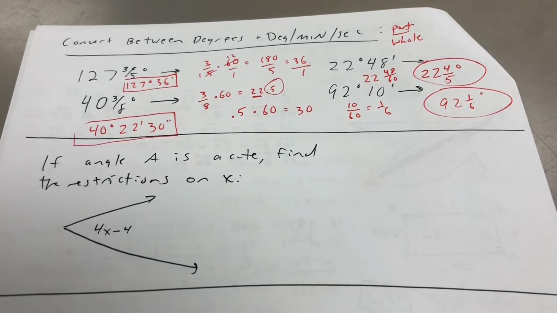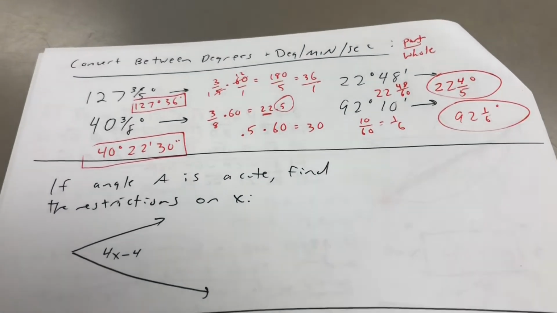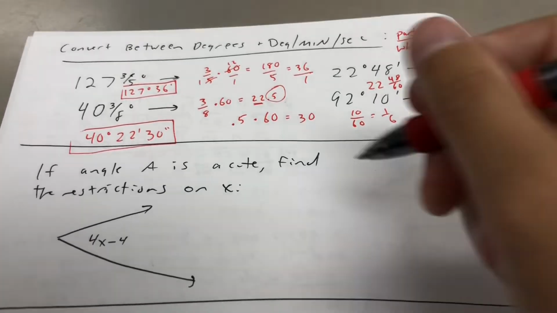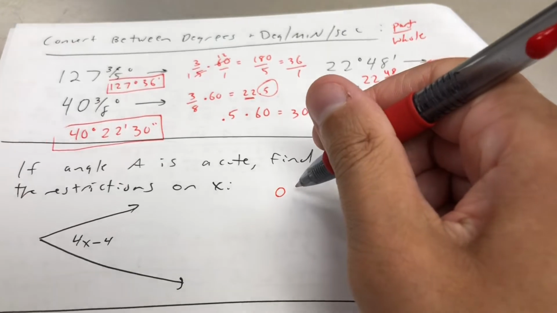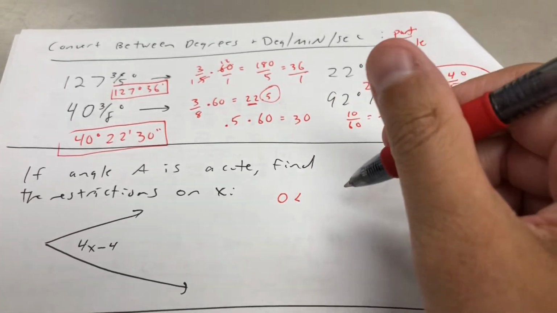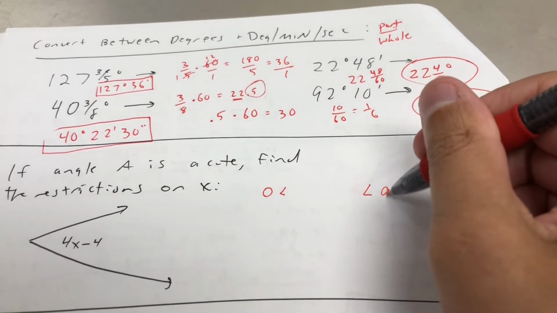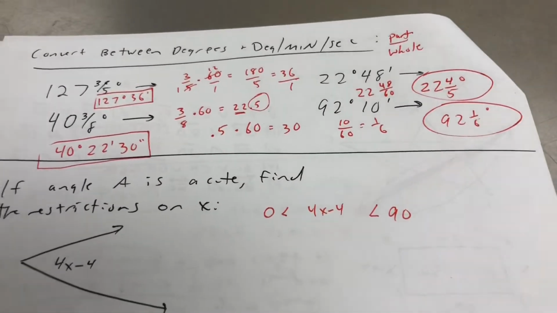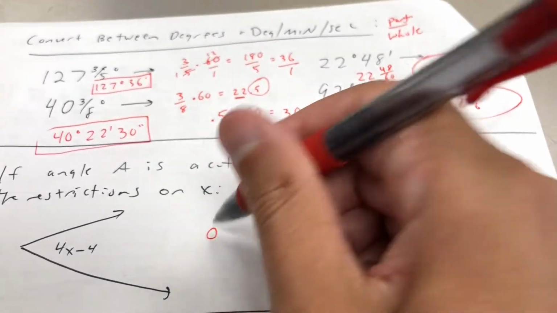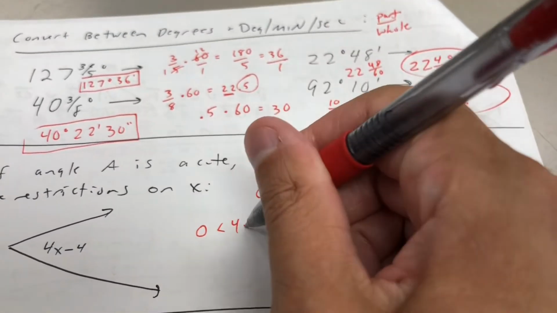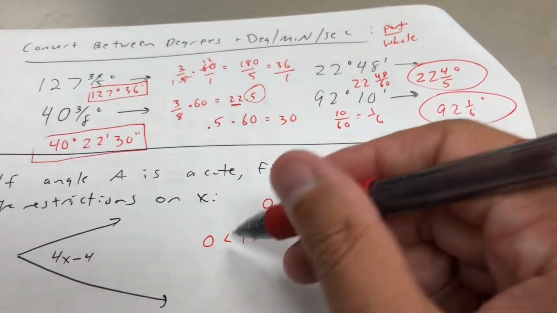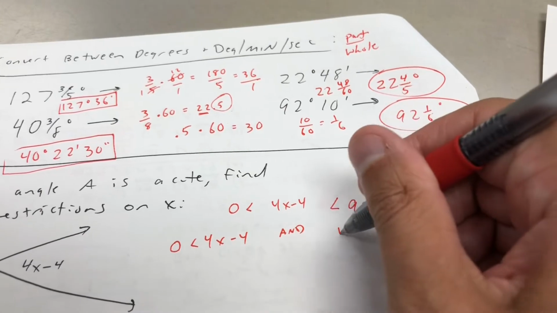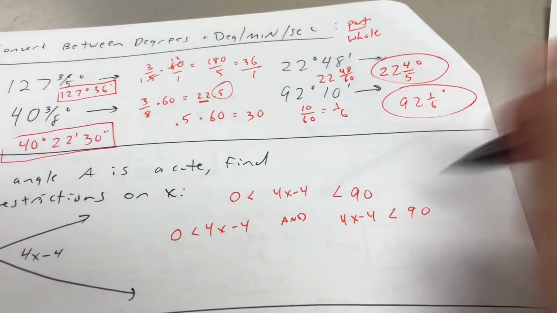All right, they tell us this angle is acute. We want the restrictions. So basically, we want the range of values that x can be between. To be an acute angle, the angle needs to be greater than 0, and it needs to be less than 90. And so 4x minus 4 needs to be between those two values. When I was taught to solve inequalities, I just do them as two separate statements. So 4x minus 4 needs to be greater than 0, and 4x minus 4 needs to be less than 90.